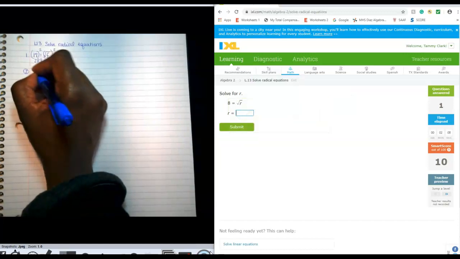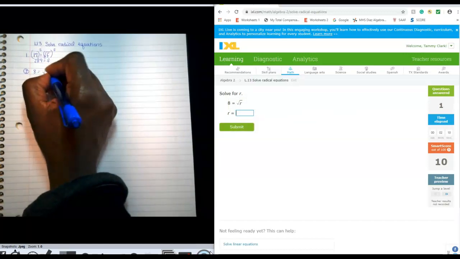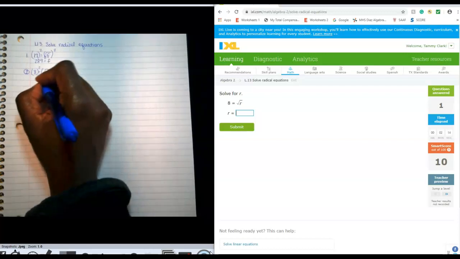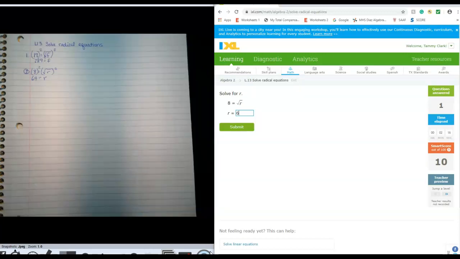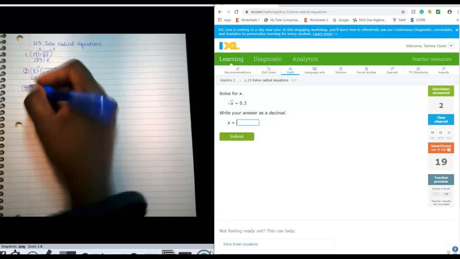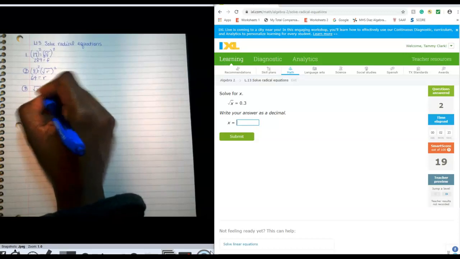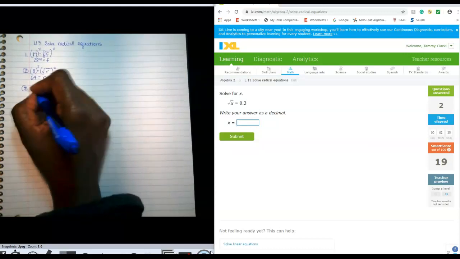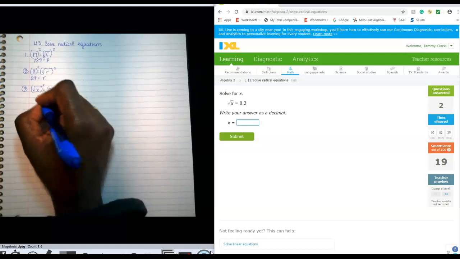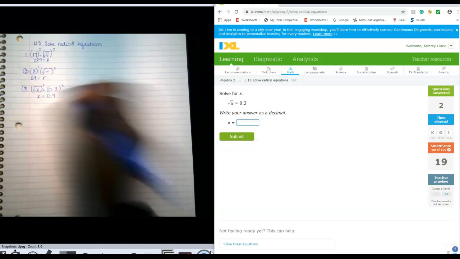Number 2, we have 8 is equal to the square root of r. Raise both sides to the power of 2. Therefore, r is 64. Number 3, we've got the square root of x is equal to 0.3. We're going to raise both sides to 2, so x is equal to 0.9.